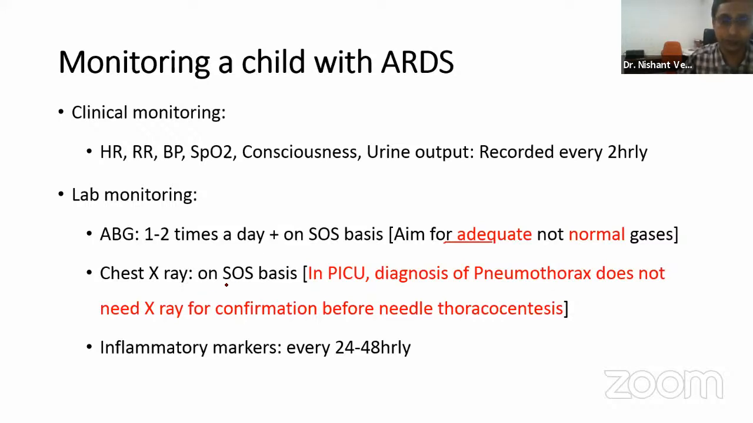Chest X-ray would be needed on SOS basis. X-ray is needed to see what radiological improvement is happening. Sometimes X-ray is needed to look for any pneumothorax. But if a child is on high ventilatory settings in ICU and develops pneumothorax, then the chances of tension pneumothorax are extremely high. In such scenarios, don't wait for X-ray to do any intervention. You have to diagnose tension pneumothorax at the bedside and do a needle thoracocentesis at the bedside, because if you wait for X-ray, the child may develop cardiovascular collapse and may die even before your X-ray machine comes there.